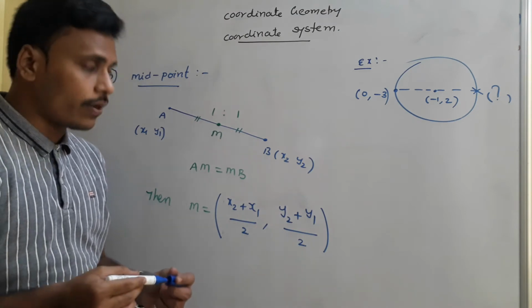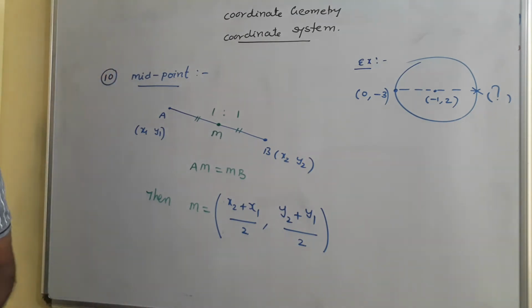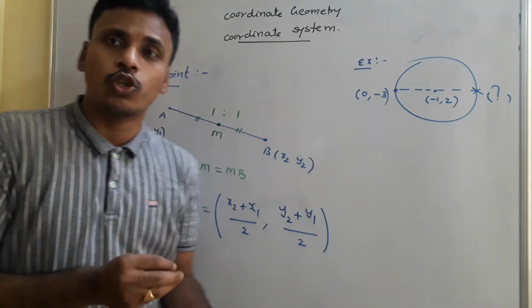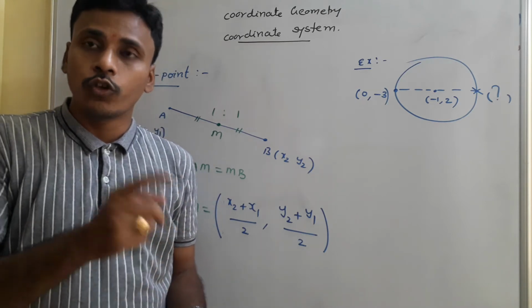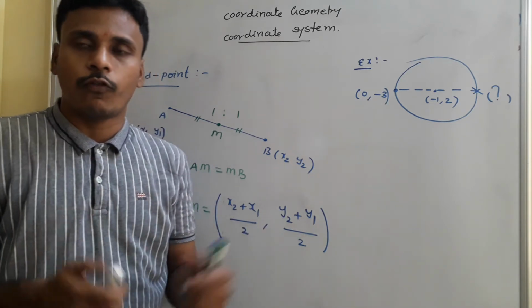The center of the circle is given as (-1, 2). One end of the diameter is (0, -3), and the other end you need to find. Very basic, simple problem. Just to introduce the midpoint formula, I am mentioning it here. But if you observe the books, the problem may be in literal format.